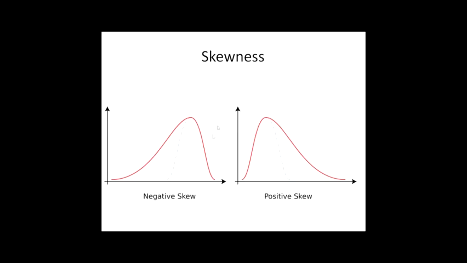For both graphs, the median is in the middle of the bump, and if it's negatively skewed, as it is here, the mean will be dragged along the tail towards the left. And if it's positively skewed, the median will still be in the middle, but the mean will be dragged along here towards the right.